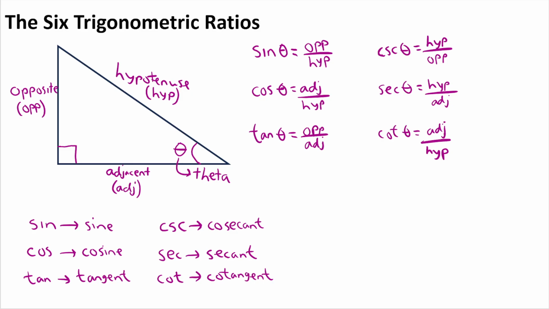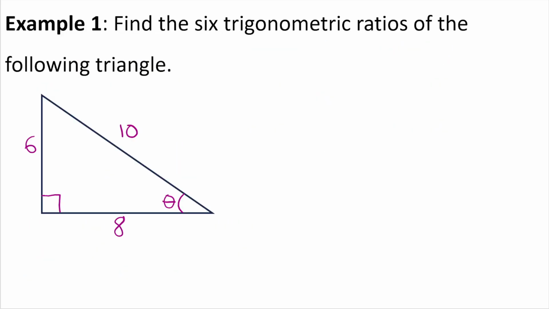Now let's actually apply these 6 trig ratios to our next problem. Here we have a right triangle that's been filled out for us. We have a 6, 8, and 10 triangle. Theta is present, the right angle is present. So we can use our 6 trigonometric ratios to find what those values are in this triangle. Just for the sake of the video, I'll write out the formulas again. Sine theta is opposite over hypotenuse, and if we look at the values here, opposite over hypotenuse would be 6 over 10.